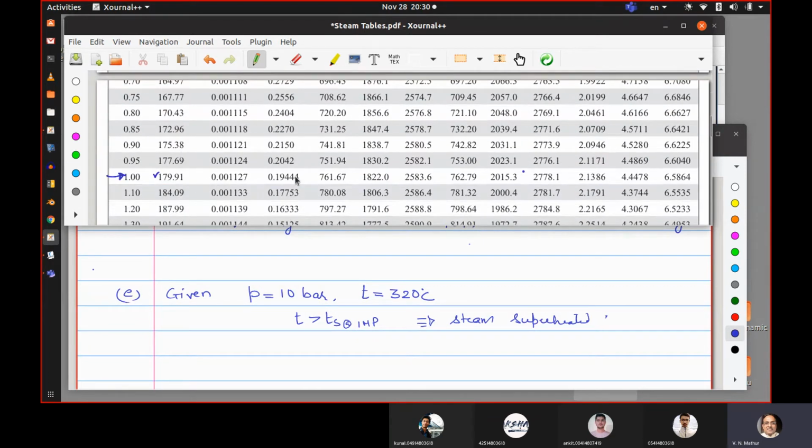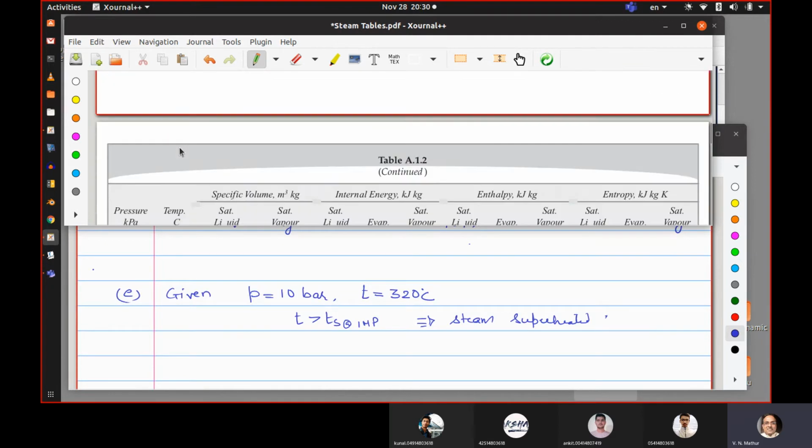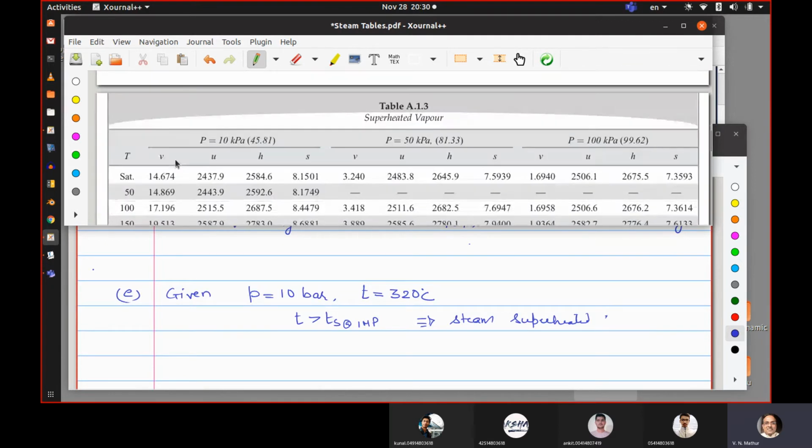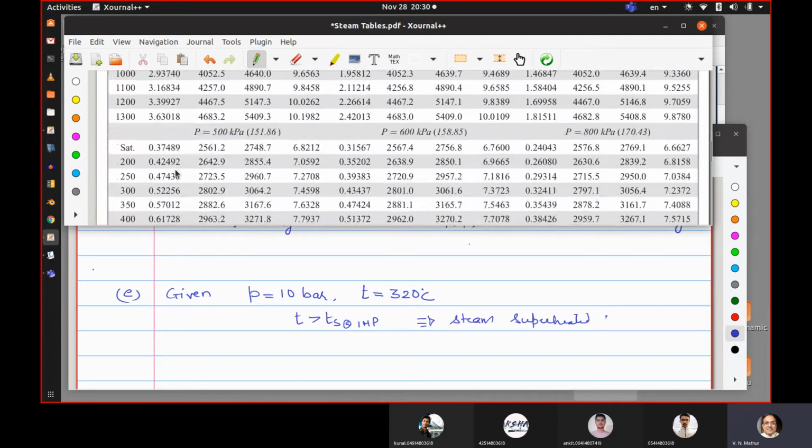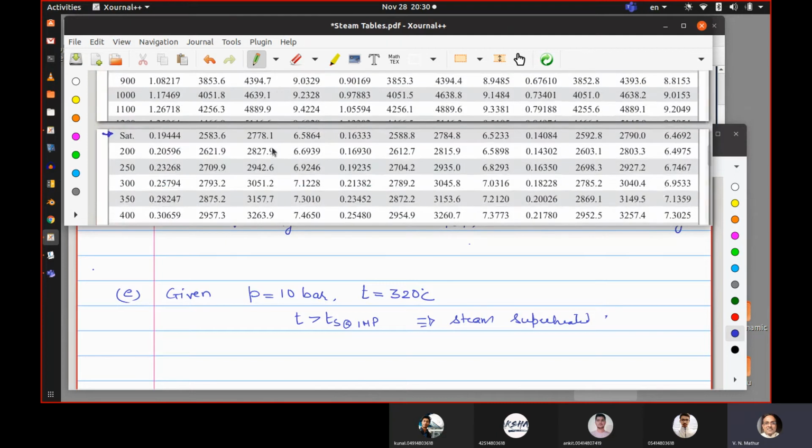Yes. See the value of dry saturated steam is 0.1944. And this is the same value here. So I think one of the lines has been missed here. So this is corresponding to 1 bar. Now at the saturated state, that means at temperature 179.9, these are the values.